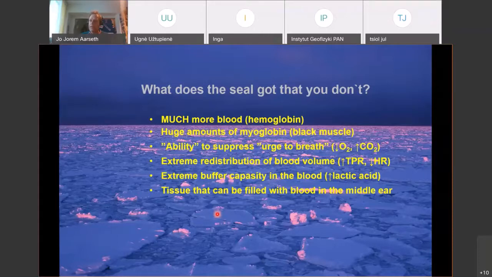But fluid is incompressible. So if you fill this small piece of tissue in the middle ear with blood, then it's fluid there, and you don't feel this pain anymore because fluid is incompressible. So they have a small adaptation there. And they can also lower their brain temperature a little bit, 1 or 2 degrees Celsius, and that saves a lot of oxygen.